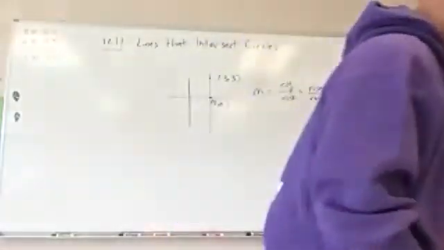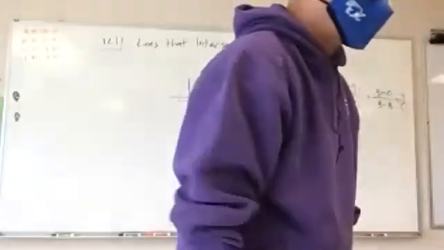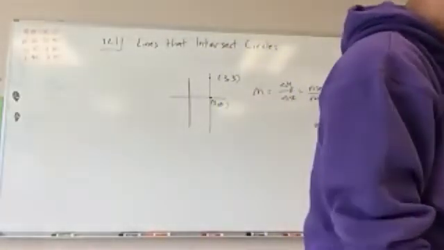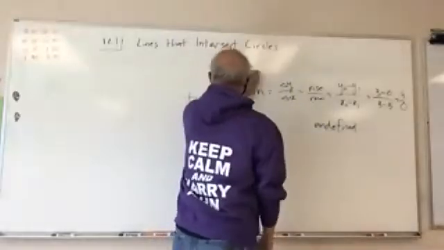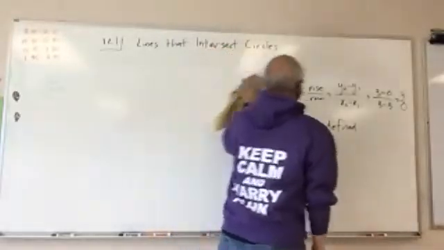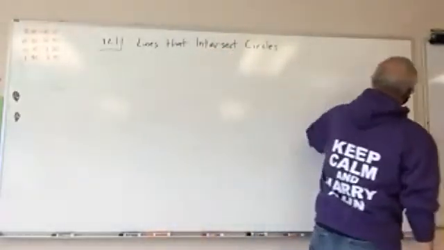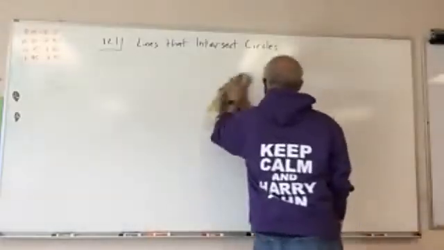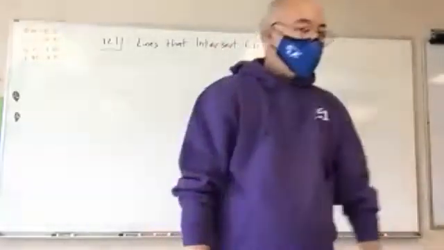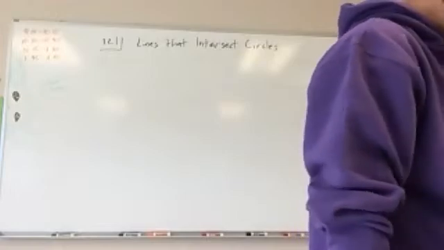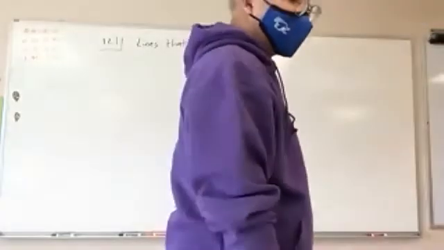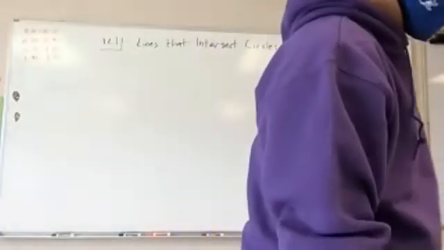Page 794. A common tangent is a line that is tangent to circles. Okay, there are internal and external common tangent lines. Externals are the ones on the left. Internals are the ones in the middle. You can see the difference there.